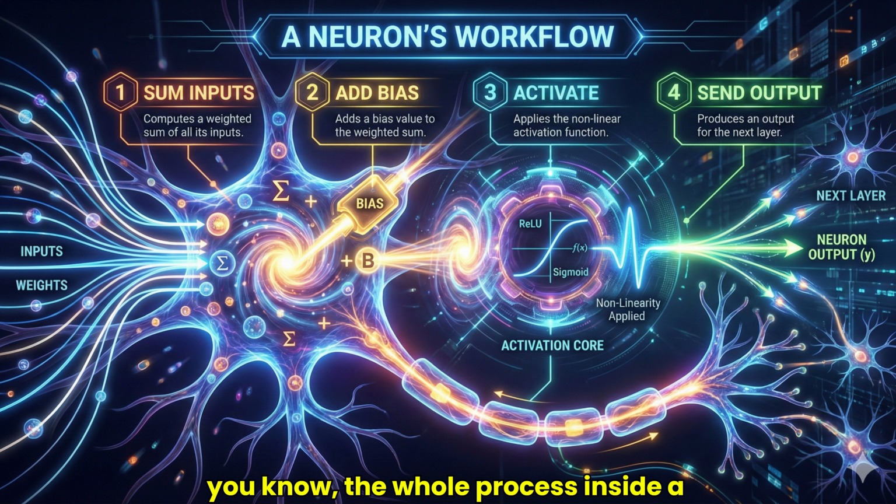And the whole process inside a neuron is actually pretty straightforward. First, it sums up all the inputs it gets. Then it adds a bias. And then for the grand finale, step 3, it passes that number through the activation function. That's the moment of decision. And that decision is what turns a boring old sum into a meaningful signal that gets passed on to the next layer.